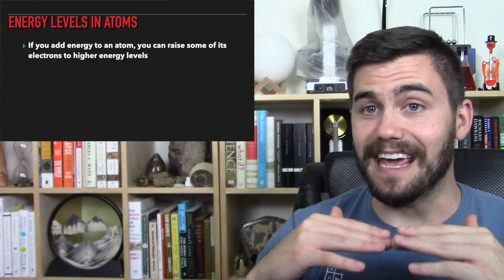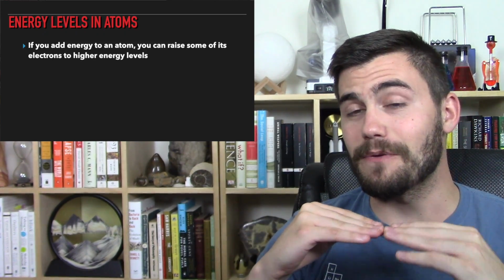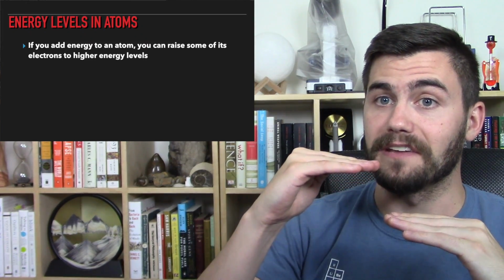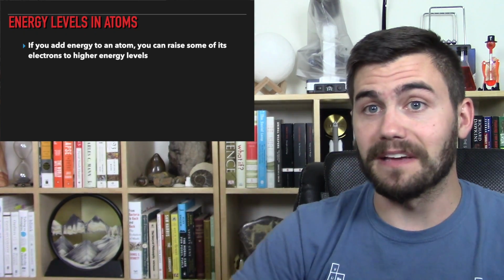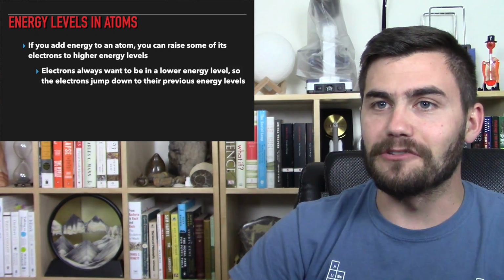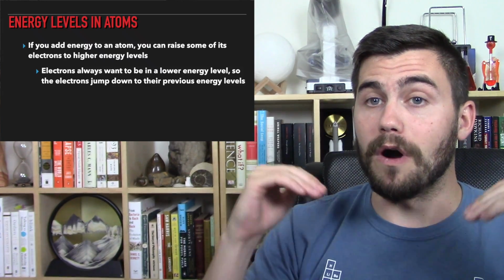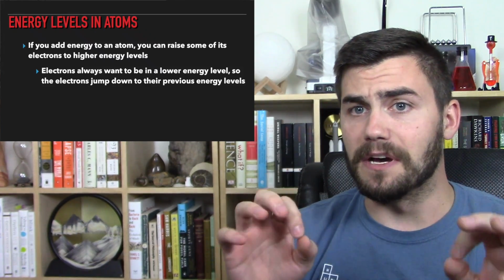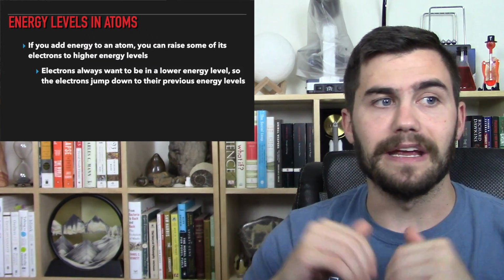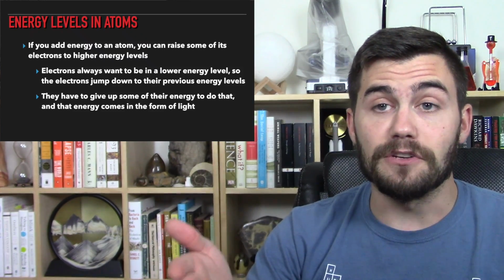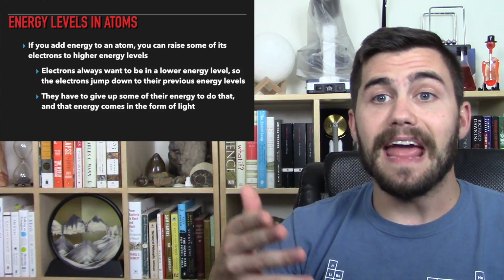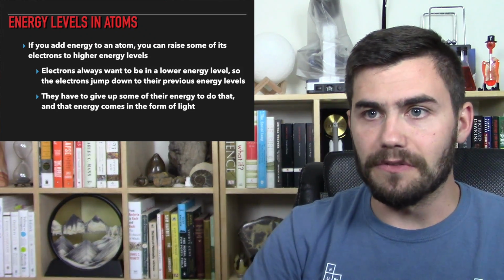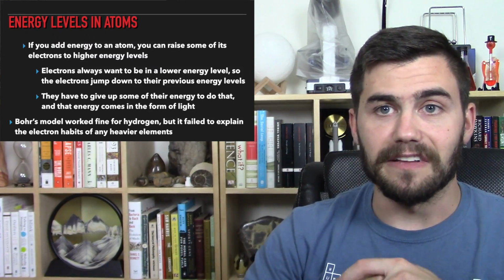So, if you add energy, and heat is the easiest way to think about it, if you add energy to an atom, you will force some of its electrons to jump up to higher energy levels because they have to accommodate that extra energy. But electrons always want to be in the lowest possible energy state. So as soon as you stop dumping heat into them, the electrons will naturally jump down. So they have to give up that energy they absorbed to do that. And as a matter of fact, the electrons emit a particle of light, a photon, when they do this. So this is what Bohr basically figured out.